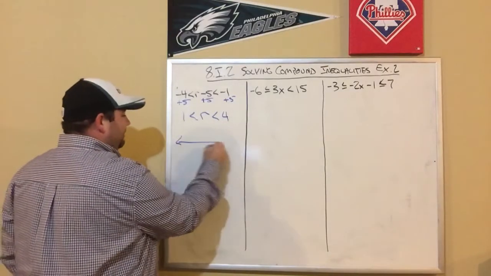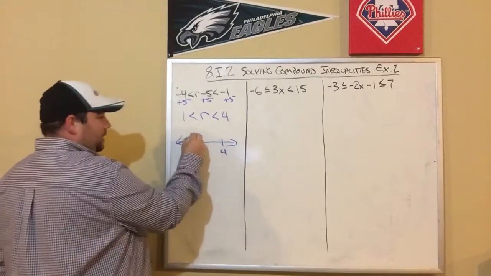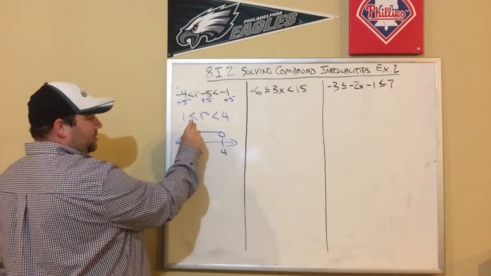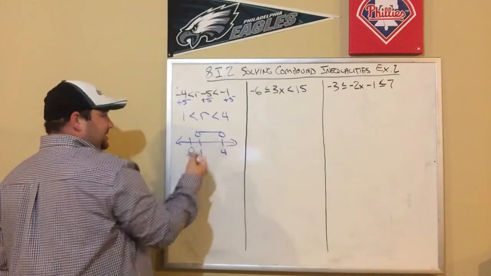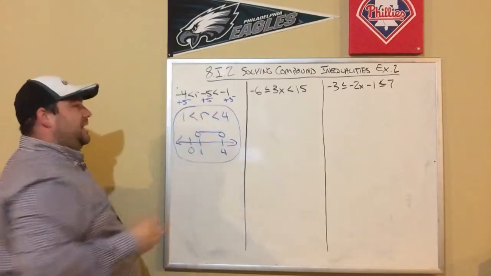And then I can graph that. 0, 1, 4. I'm not going to fill in my circles because there's no equal to's. R is greater than 1. R is less than 4. I've successfully graphed it and got my answer.